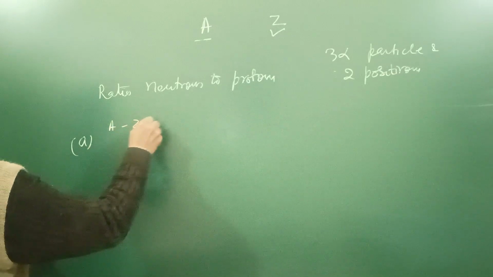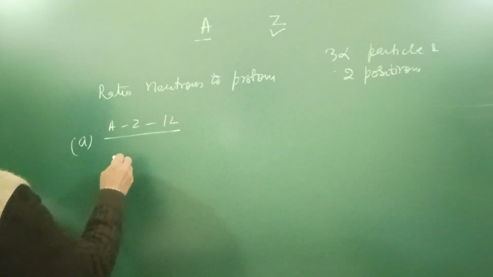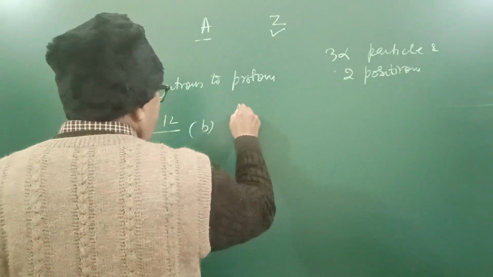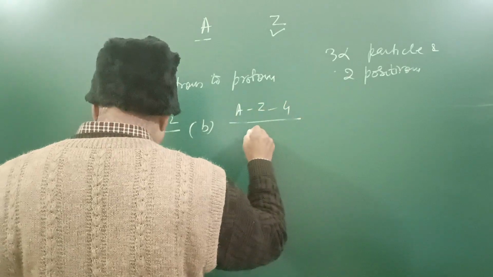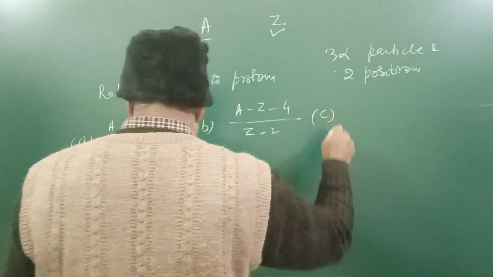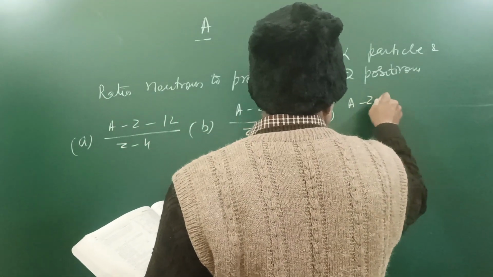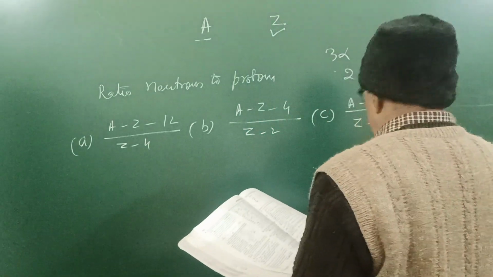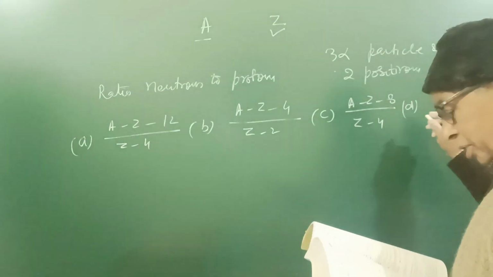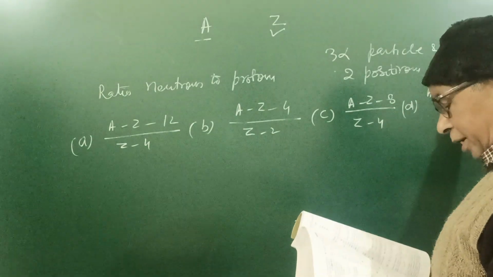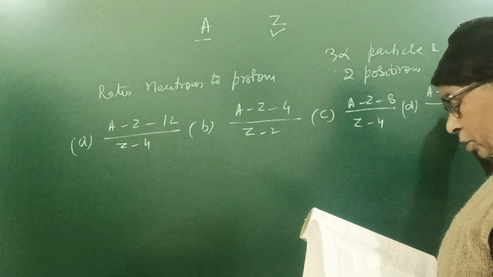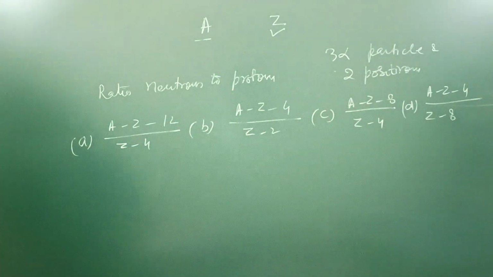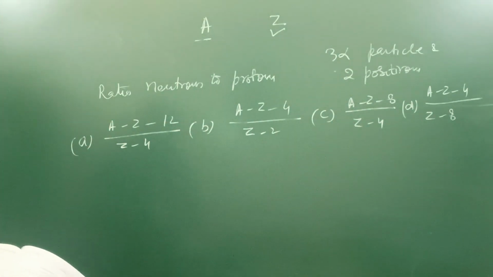A, (A minus Z minus 12) upon (Z minus 4). B, (A minus Z minus 4) upon (Z minus 2). C, (A minus Z minus 8) upon (Z minus 4). And D is (A minus Z minus 4) upon (Z minus 8). So which ratio will be there?